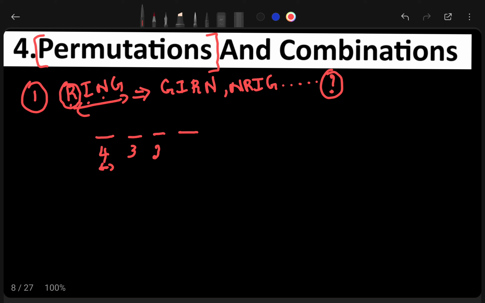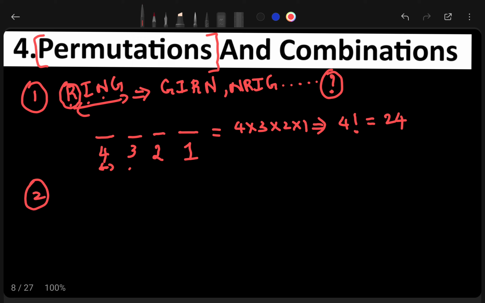And in the third place 2, as 2 is already completed here. And the next one, 4 into 3 into 2 into 1, which is termed as 4 factorial in mathematics, which is equal to 24. Now, the second model here is, see, now instead of RING, I am giving RIING.